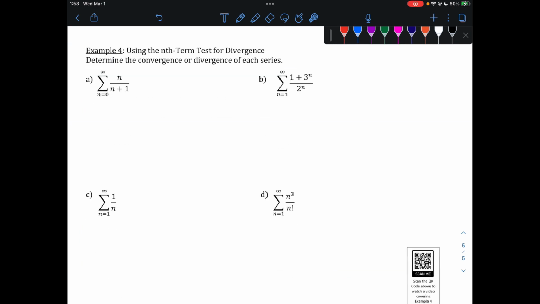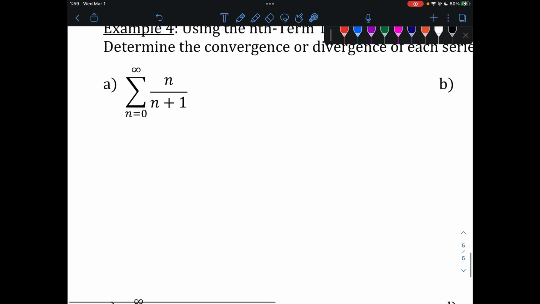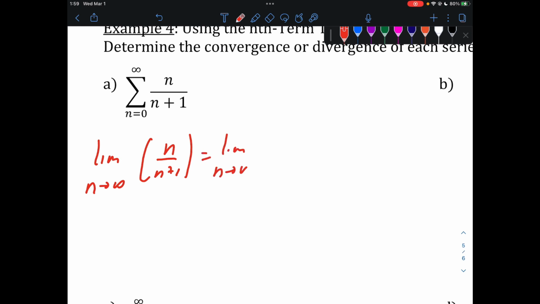A couple problems here. Determine if the following series converge or diverge. Okay, so the first one here, we're going to use the nth term test. So the limit as n approaches infinity of the nth term. Now, if you plug infinity in there, you get infinity over infinity. So using L'Hopital's, we get 1 over 1, which is 1, which is not 0, which means that this one definitely diverges.